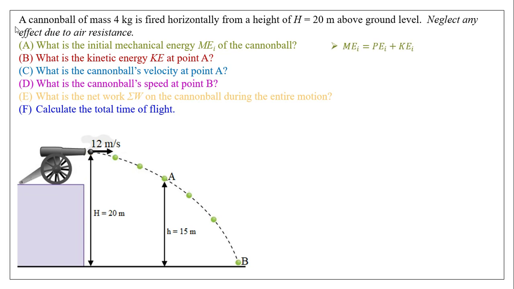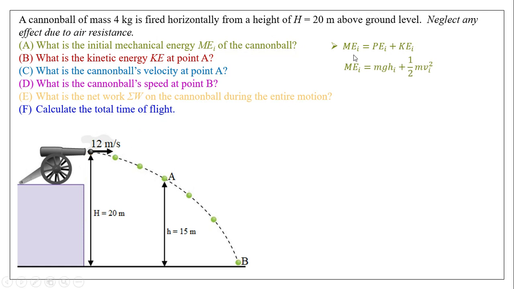Part A asks you to find the initial mechanical energy of the cannonball. The initial mechanical energy is composed of two components, PE and KE. There's a PE because it is initially 20 meters off the ground. There's a KE because it is shot horizontally at a rate of 12 meters per second. So here I'm just going to plug and chug.